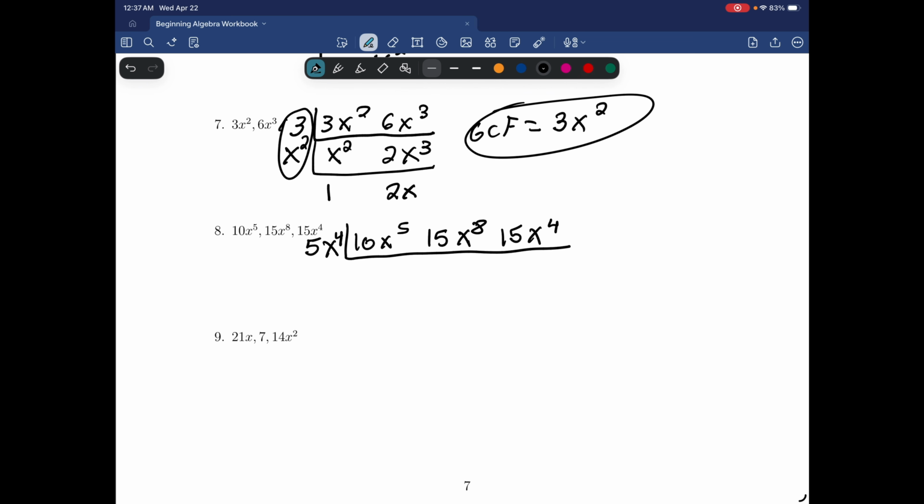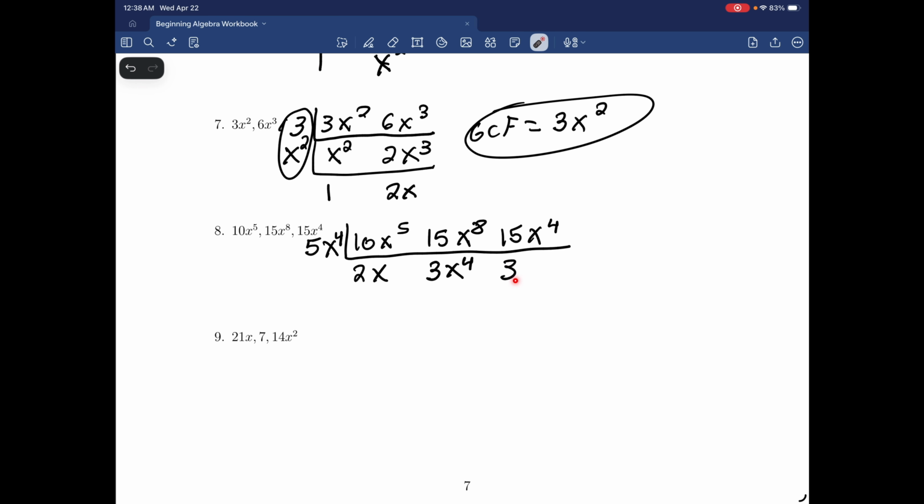So when I do that, I'm going to first divide out our numbers. So 10 divided by 5 is 2. And then x to the 5th divided by x to the 4th just becomes x. And here, 15 divided by 5 is 3. And x to the 8th divided by x to the 4th becomes x to the 4th. And then here, 15 divided by 5 is 3. And x to the 4th divided by x to the 4th just cancels. So we don't have a variable for this term here.